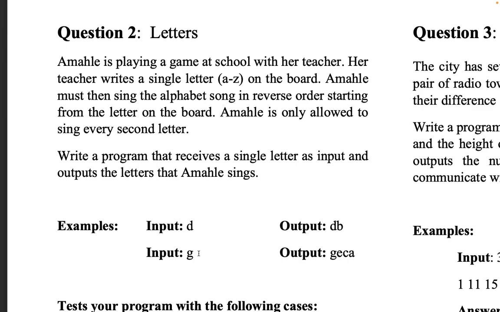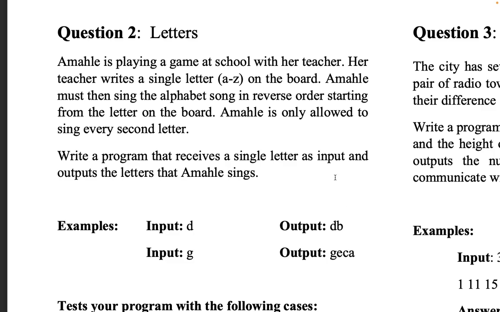Again, let's look at G. If the input is G, we have GECA, because if you start from G, you're going to skip F, and then your next letter is going to be E, and then after E, you're going to skip D and go to C, and then after C you skip B, you go to A. So this is pretty much straightforward.